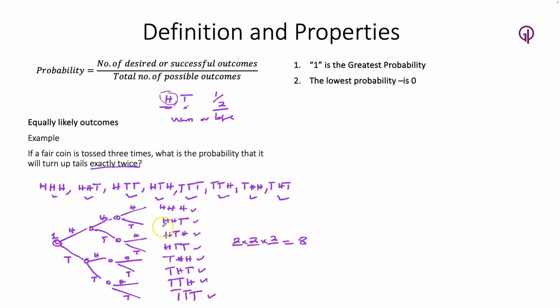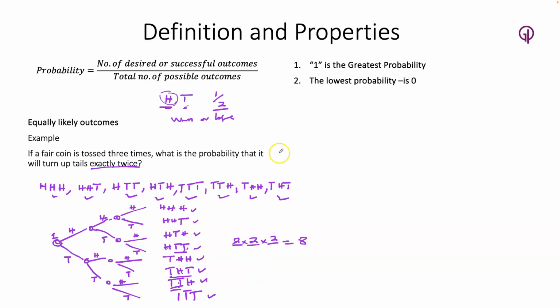And so here you have what? 2 tails here. Here you have what? Exactly 2 tails. And then here you have what? 2 tails. So 1, 2, 3. So our desired outcome, which is exactly 2 tails, is what? 3. 1, 2, 3.